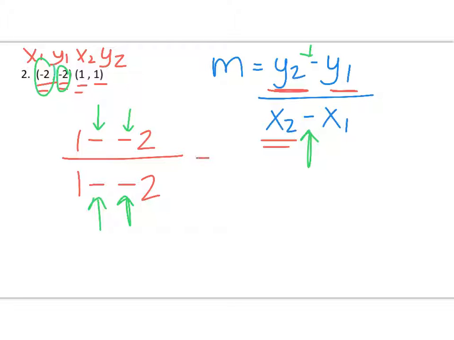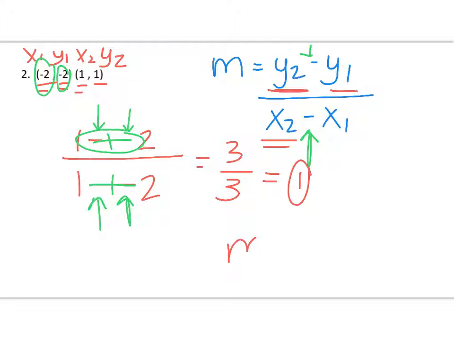On the top, a negative minus, two negatives there really make a plus. So this is 1 plus 2, which is 3. On the bottom, same thing. Those two negatives are really a plus. 1 plus 2 is 3. So your slope would be 3 over 3, but this actually reduces, or divides, to give us a +1. So your slope is 1. We want to see it reduced all the way down to 1, not 3 over 3.